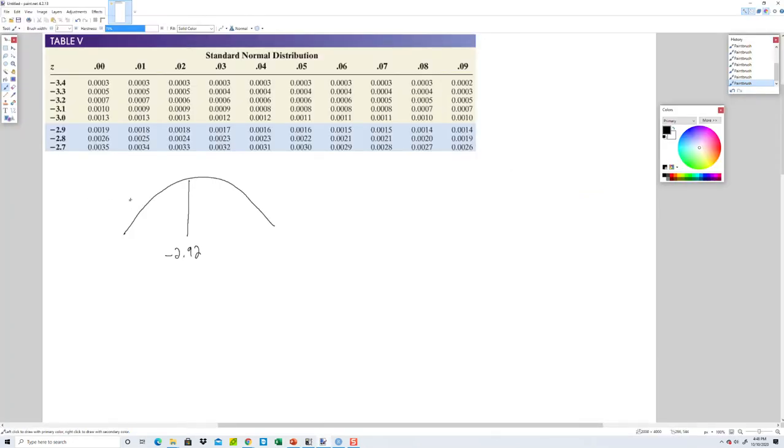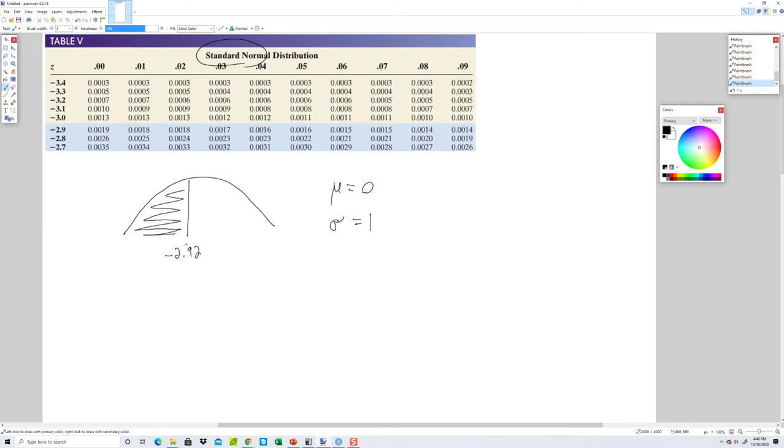Negative 2.92 would be further to the left, but it doesn't matter. It's to the left of this. We said standard normal, so we know our mean is 0. We know our standard deviation is equal to 1. Now, if your mean is 0 and standard deviation is 1, then you can use the standard normal distribution directly.